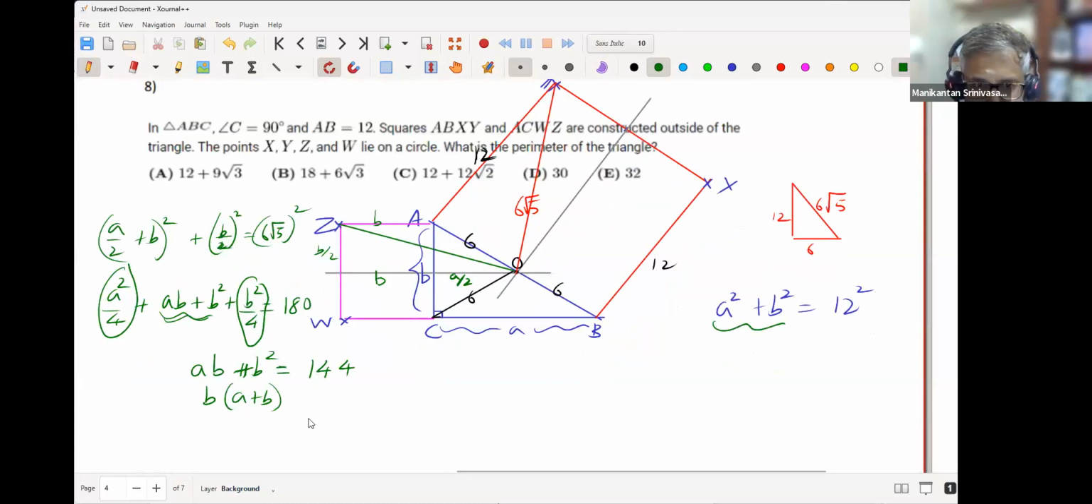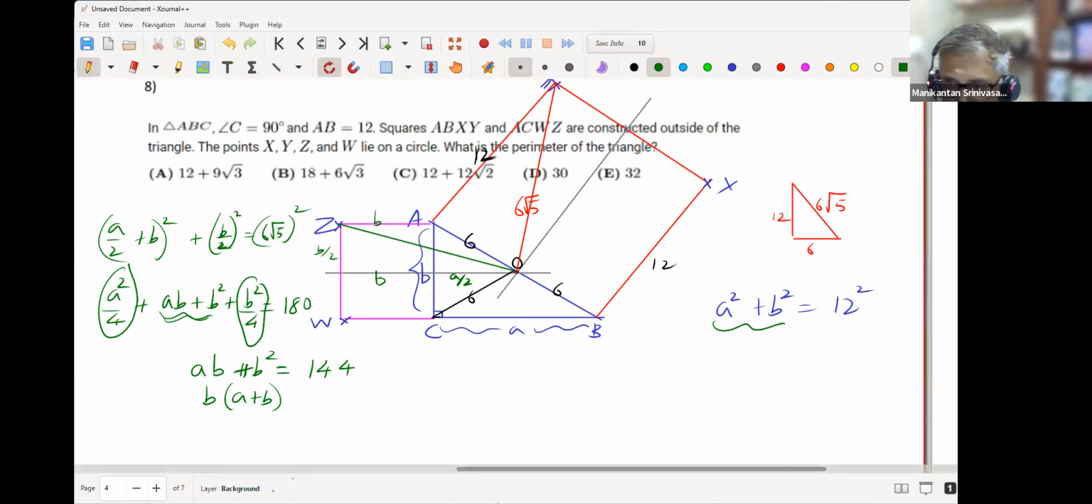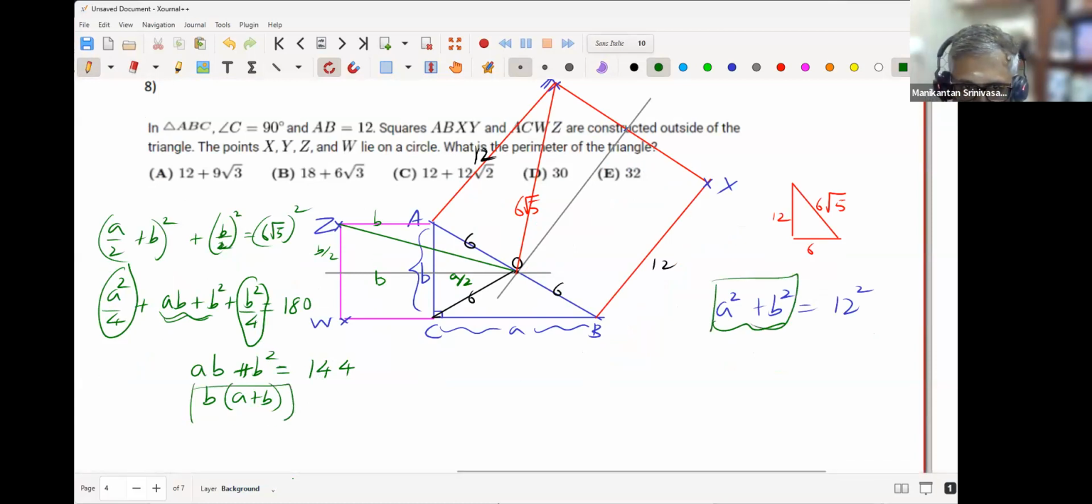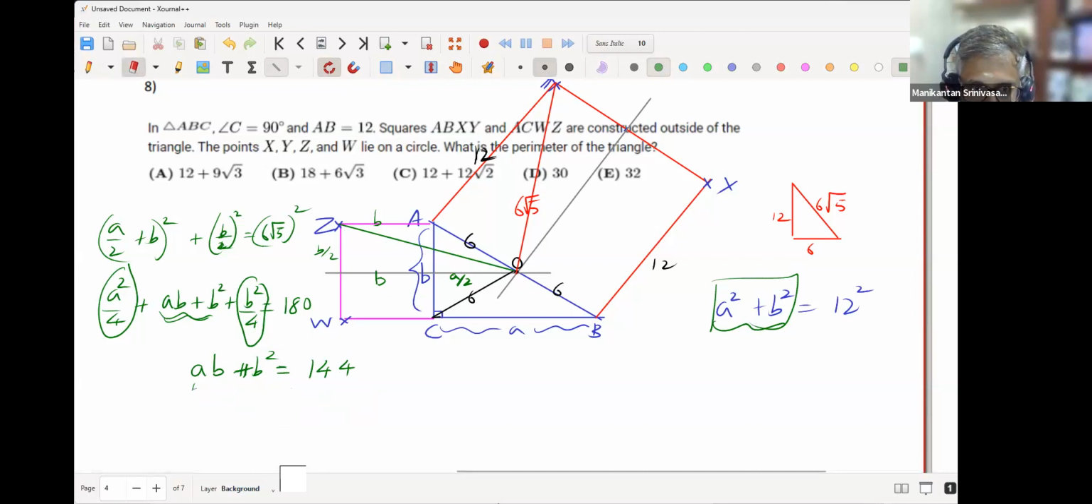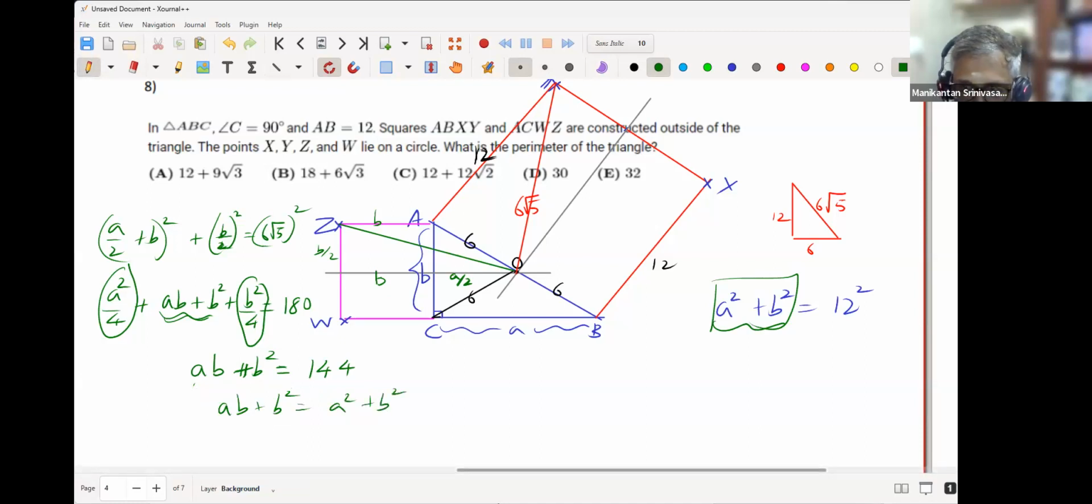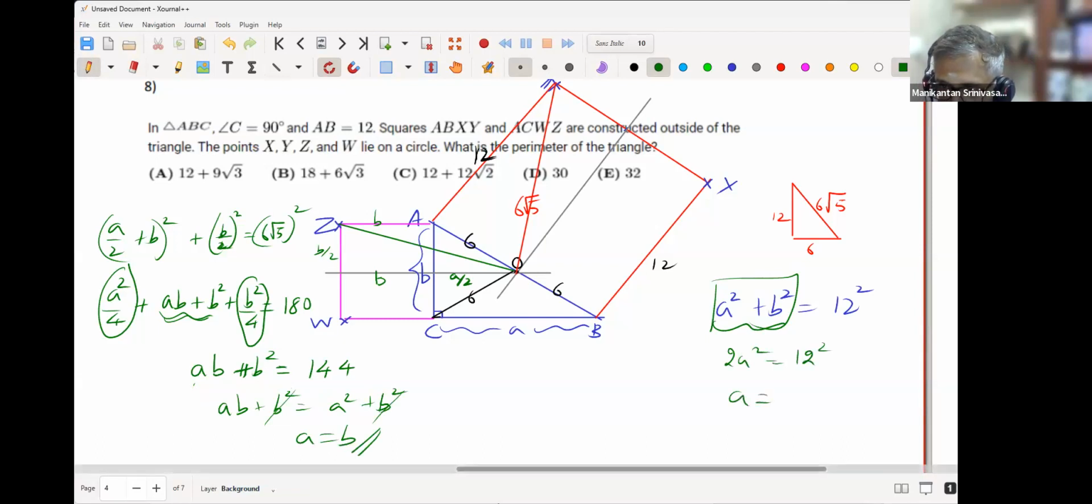Actually, we can simplify this even further. Essentially, it's solving these two: a square plus b square equals 12 square, and b into a plus b equals 144. I can do it in multiple ways, but because this is matching with 144, I can simplify this very easily. a square plus ab plus b square is also a square plus b square. In this case, it just so happens, not always, right? Therefore, I can just cancel a square and ab, cancel b square, and a equals b. So 2a square equals 12 square, and therefore a is 12 by root 2, which is 6 root 2.